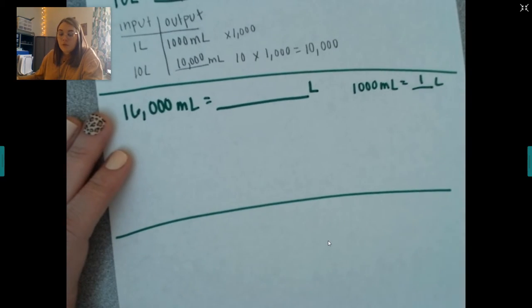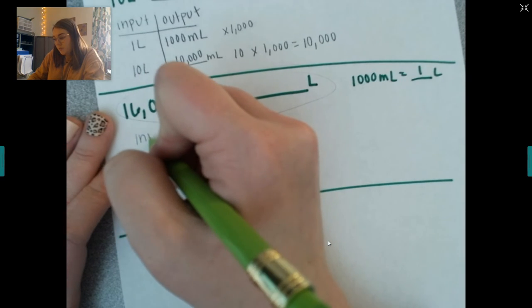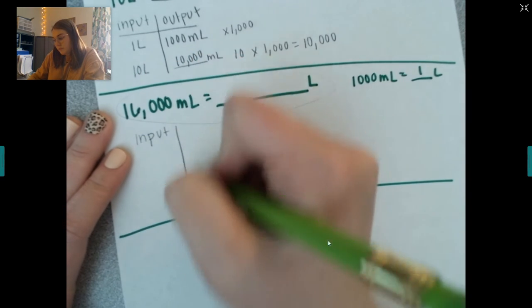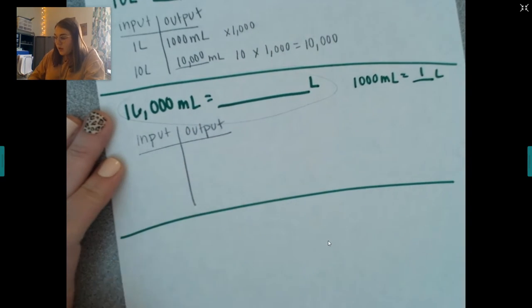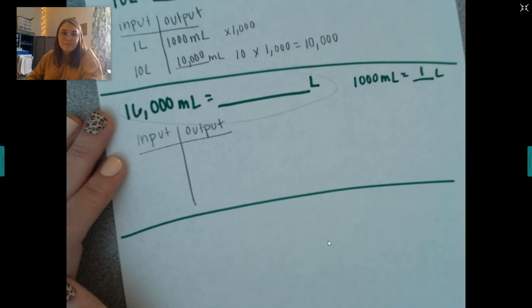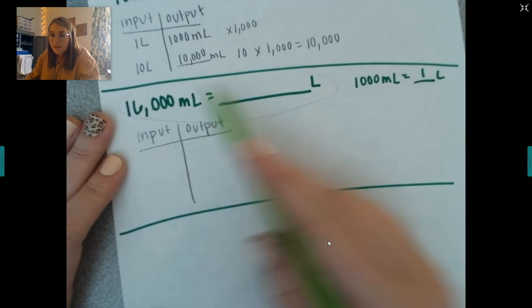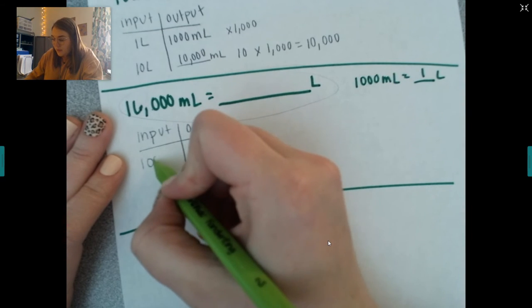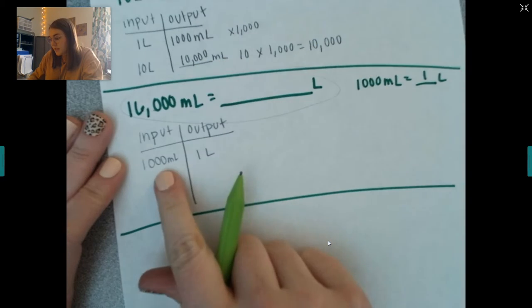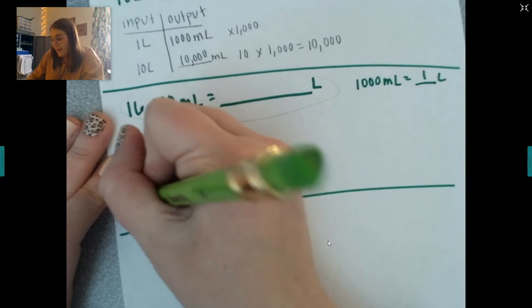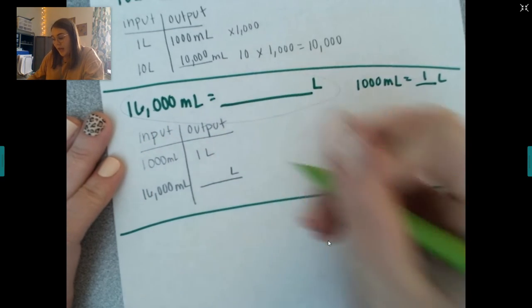Okay, I want you to solve this problem right here. Draw your input-output table and get started. Pause the video. So you should have unpaused and you should have your answer. Let's check it. Since this starts with milliliters, I'm going to start my input-output table with milliliters. So 1,000 milliliters equals 1 liter. So what if I have 16,000 milliliters? How many liters would I have?